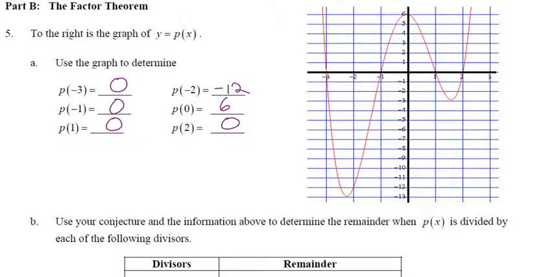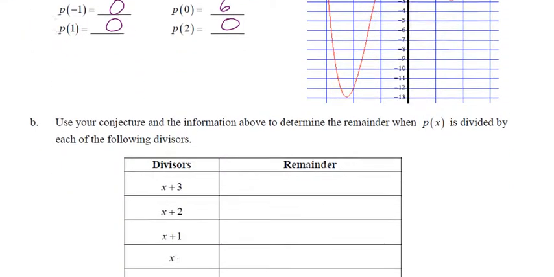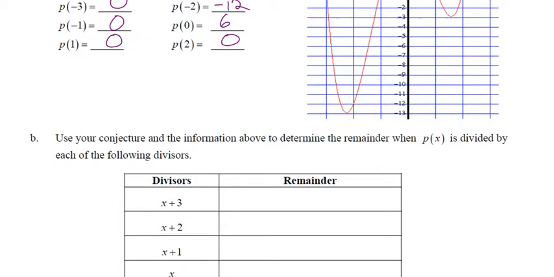Use your conjecture and the information above to determine the remainder when p of x is divided by each of the following divisors. So if we divide by x plus 3, what's the remainder? Zero. If we divide by x plus 2, what's the remainder? Zero. If we divide by x plus 1, what's the remainder? 0. If we divide by x, what's the remainder? 6.